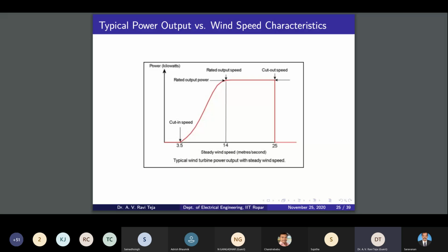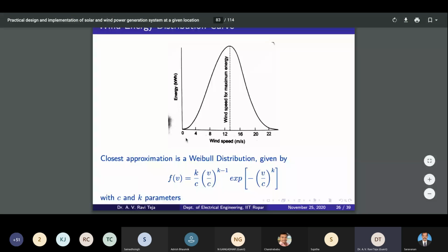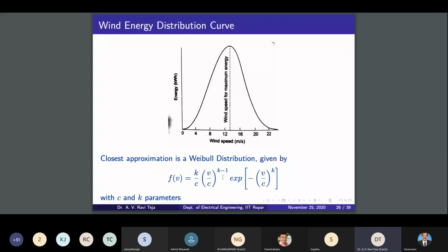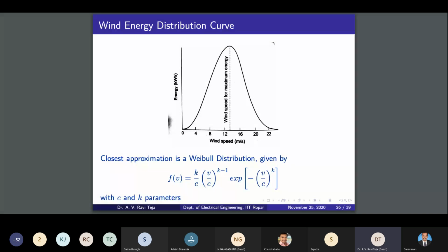Right? And then wind energy. If I see how much energy I am getting for a particular wind speed only, I get maximum energy output, right? So this is the typical shape for a given location. This can be approximated by curve fitting using Weibull approximation. This maximum energy, you have to decide based on the location data, and then you generally design your system for choosing the ratings of your wind power generation system, right?